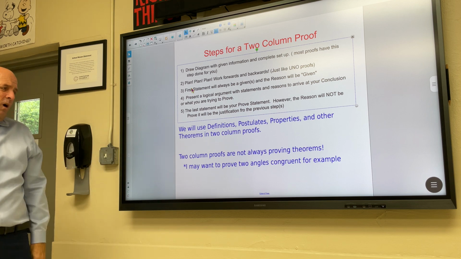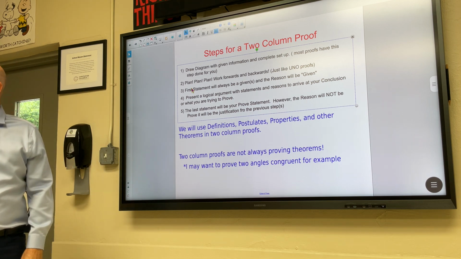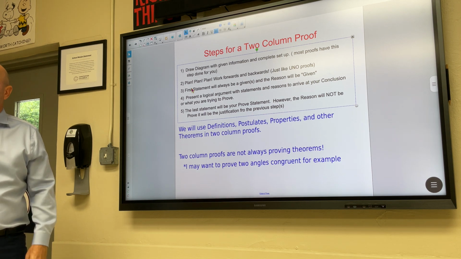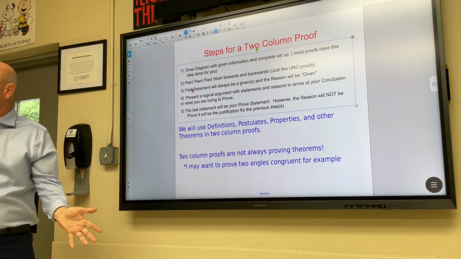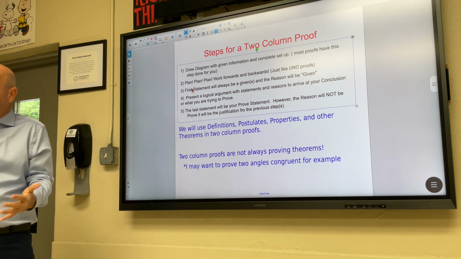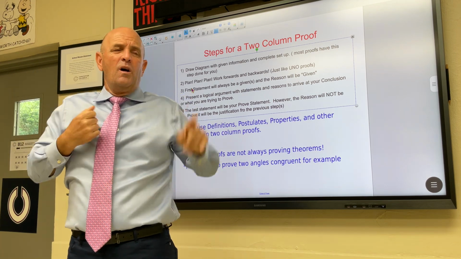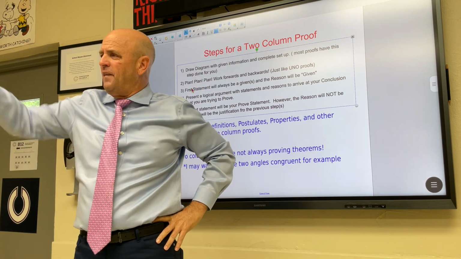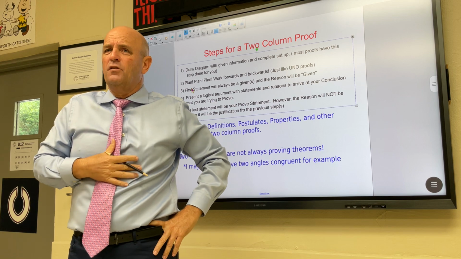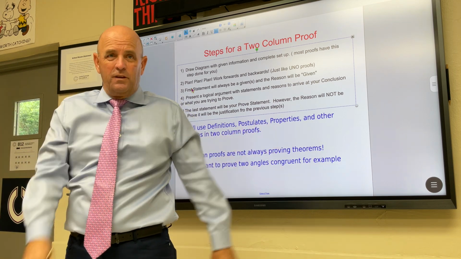Two-column proofs are not always proving theorems. Are they going to be for theorems right now today? Yes. But sometimes I don't want to prove a theorem. I just want to say, hey, I would love to prove those angles congruent, or that those segments are congruent, or that these equal 90 degrees. I would love to prove that. So there are other proofs, not just proving theorems.